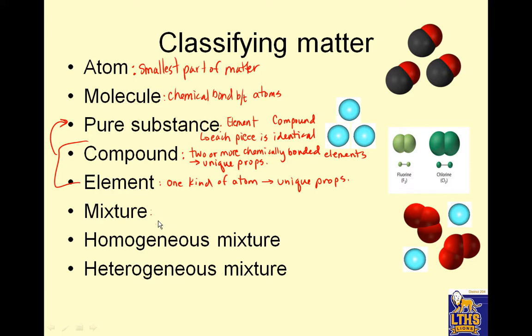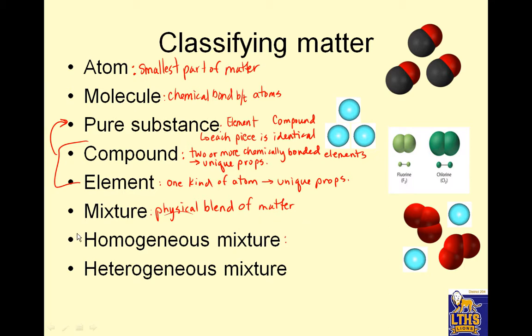So how is that different than a mixture? A mixture is a physical blend of matter. So you could have elements, you could have compounds, but they're not chemically blended. It's physically blended. If I dump a bunch of hydrogen and a bunch of oxygen into a bowl, I don't get a compound, I just get a mixture of hydrogen and oxygen.